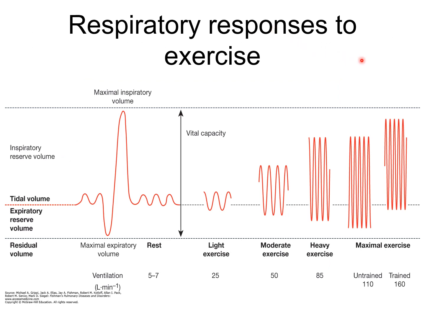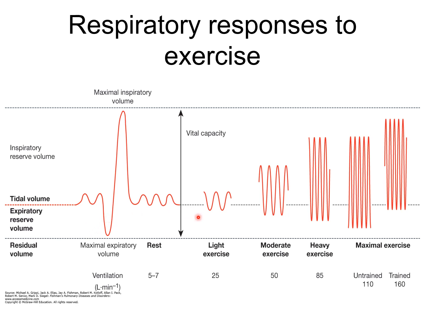Okay, if we look at the responses to exercise then, if we take this side here first, this is the normal resting value, so you've got maximal expiratory volume, and you've got maximal inspiratory volume, and then we've got a tidal volume here. And then we've also got ventilation values at the bottom. So minute ventilation at rest, around 5 to 7 litres per minute.